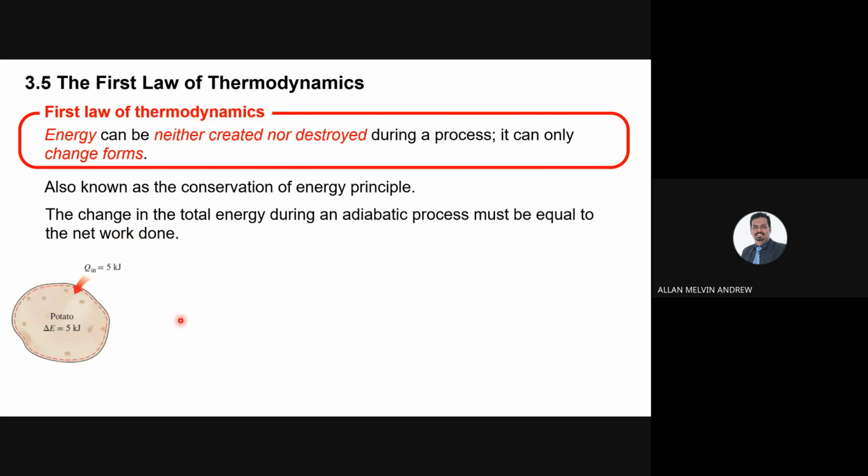Okay, so let's see some examples. You have a potato, and the energy of the potato changes because it is heated up. Let's say you put it in a microwave, so you are heating it up and the potato receives heat from the environment. Let's say Q in equals 5 kilojoule. So the change in energy of the potato is 5 kilojoule. Change means starting from zero, you receive plus 5, so you become 5 kilojoule.